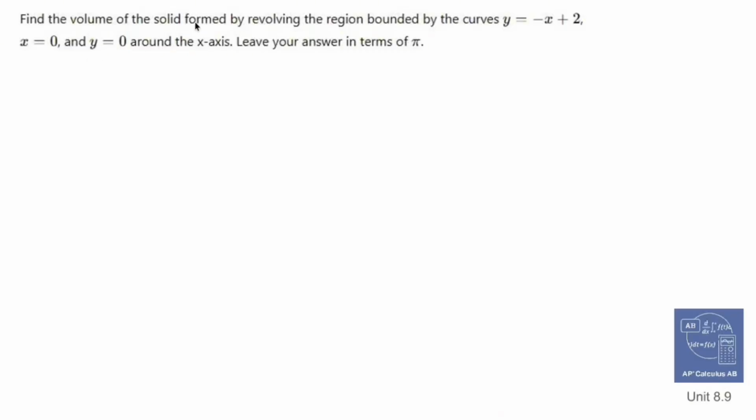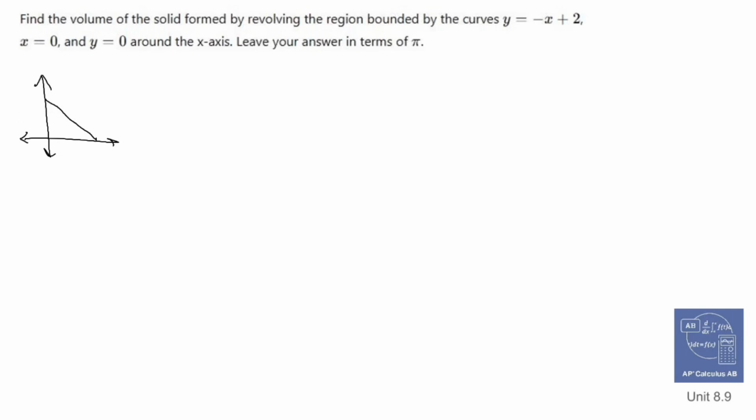Find the volume of the solid formed by revolving the region bounded by the curves y equals negative x plus 2, x equals 0, and y equals 0 around the x-axis. Leave this answer in terms of pi. So this is what we're dealing with. We're dealing with this equation right here graphed out, right?